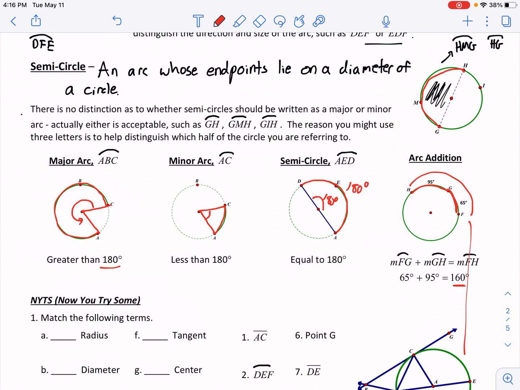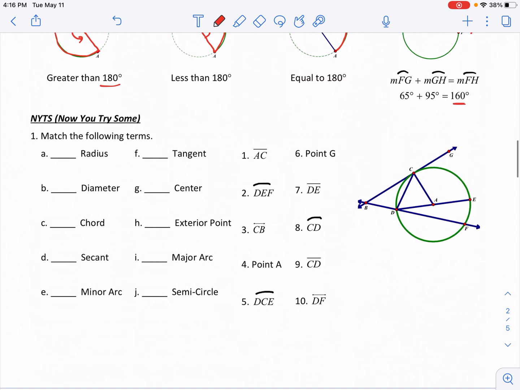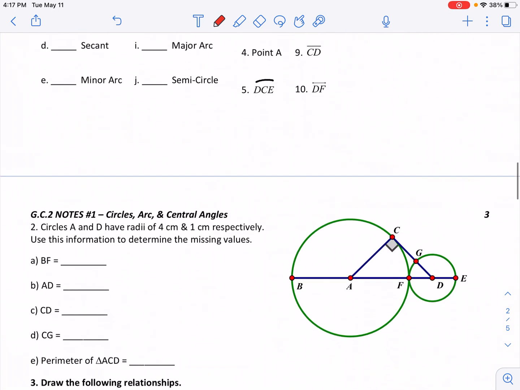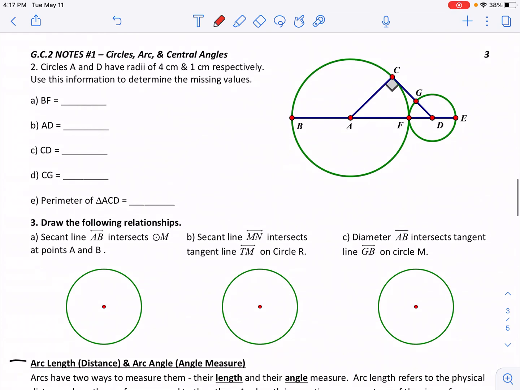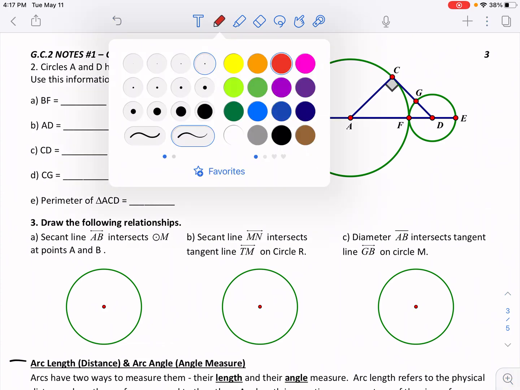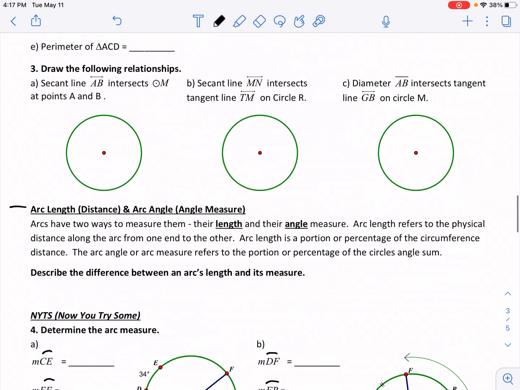Now this part reviews a lot of what we talked about, so I want to do that together with you guys in class, but you can also try to match the figure with what it goes with. It just reviews the different vocab that we went over. I'm going to go over 2 and maybe 1 example of 3 here, and then we'll leave everything else for class. And then we'll start from here on the second video.